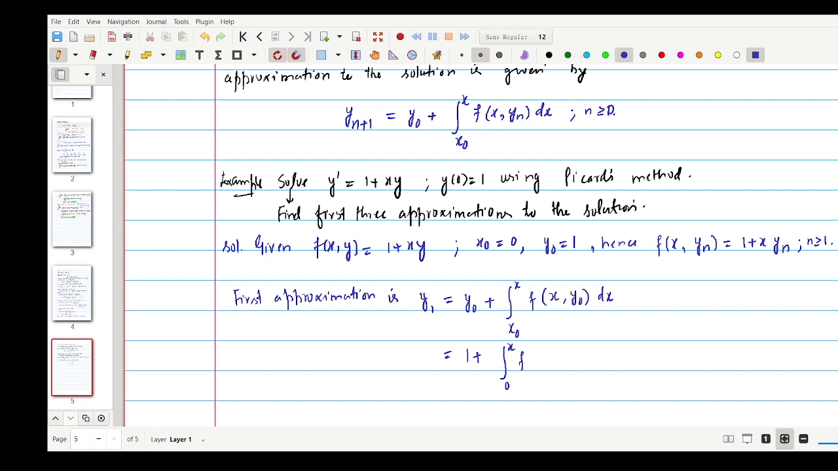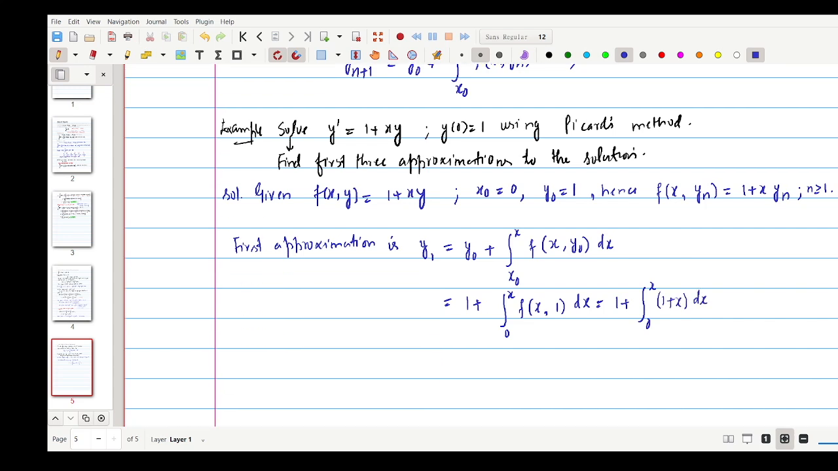Now here this becomes f of x comma 1 dx, which is equal to 1 plus integral 0 to x. Now f of x comma 1, x is same as x, and instead of y we write 1 because y naught is equal to 1 here. So this becomes 1 plus x dx. Now we integrate this 1 plus x, so this becomes 1 plus integral of 1, which is x, plus integral of x, which is x squared by 2. Even using the limits of integration from 0 to x, we will obtain the same value, 1 plus x squared by 2. So this is our first approximation.